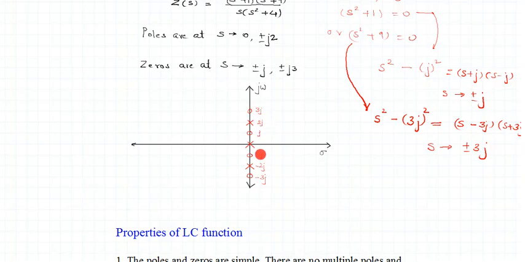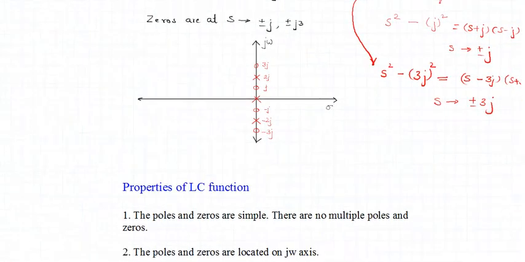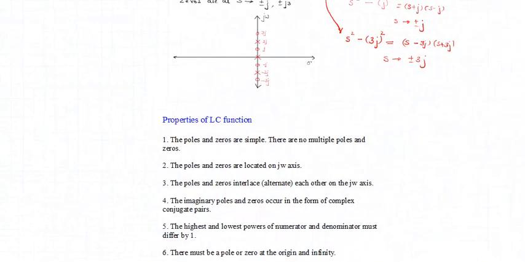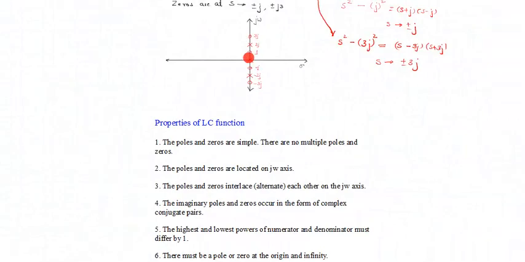In the pole zero plot, we can summarize the properties of an LC function. Right? The poles and zeros are simple. They are lying on the j omega axis. There are no multiple poles and zeros. All the poles and zeros are lying on the j omega axis. You could see what was there in RL and RC functions, friends. In RL and RC, all the poles and zeros were lying on the negative real axis. So this is the big differentiation between RL, RC and LC functions. In an LC function, all the poles and zeros lie on the j omega axis.